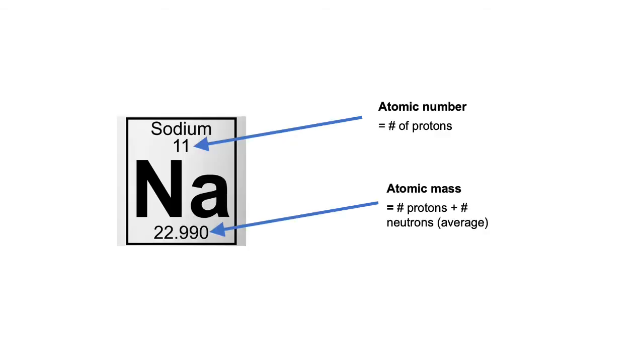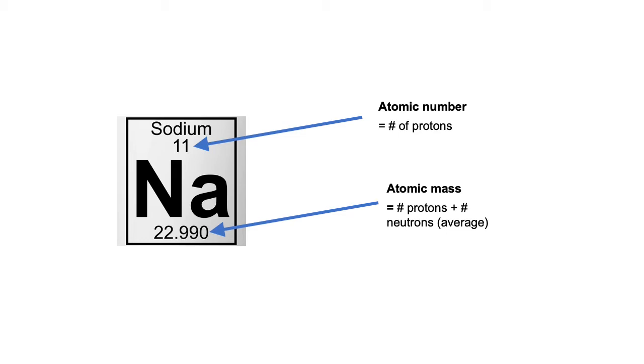And the atomic mass is included on the periodic table. So this is sodium. And sodium has an average atomic mass of 22.990. Every atom of sodium has 11 protons. Remember, we said that every atom of an element has the same number of protons. So for sodium, that's 11 protons. But then different atoms of sodium can have different numbers of neutrons, and those are different isotopes of sodium. So those atoms have different masses, even though they're the same element.